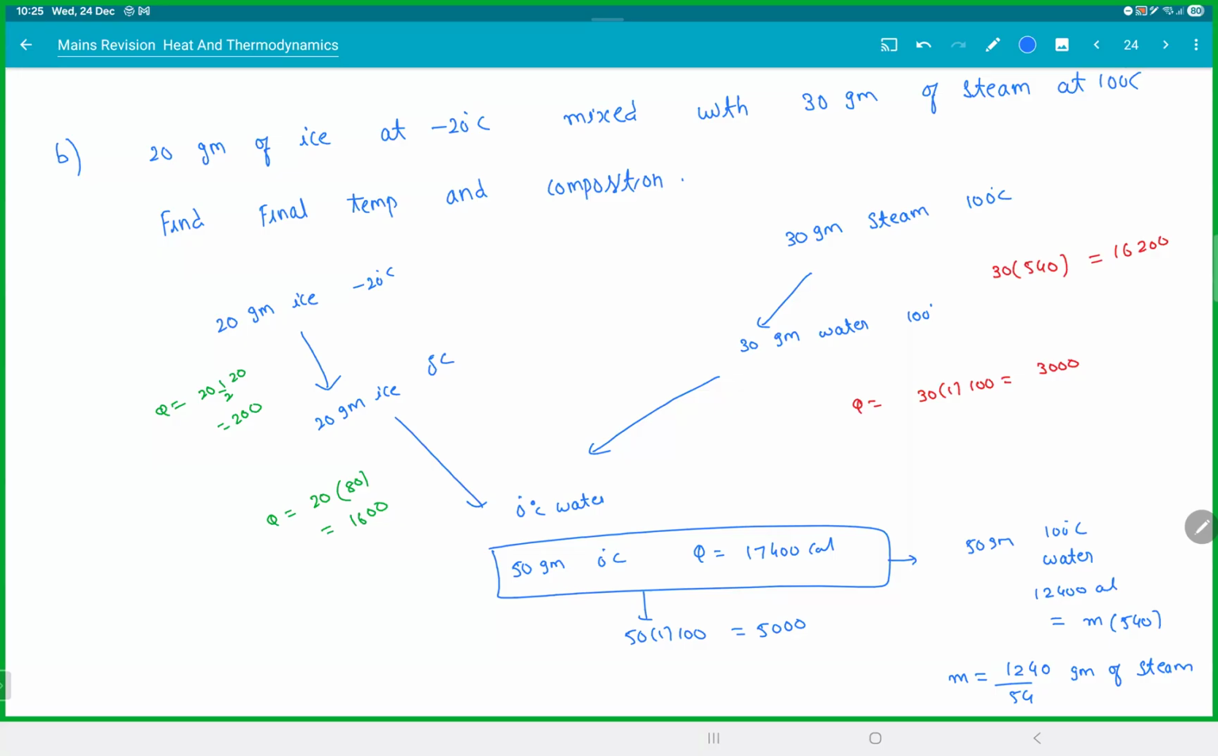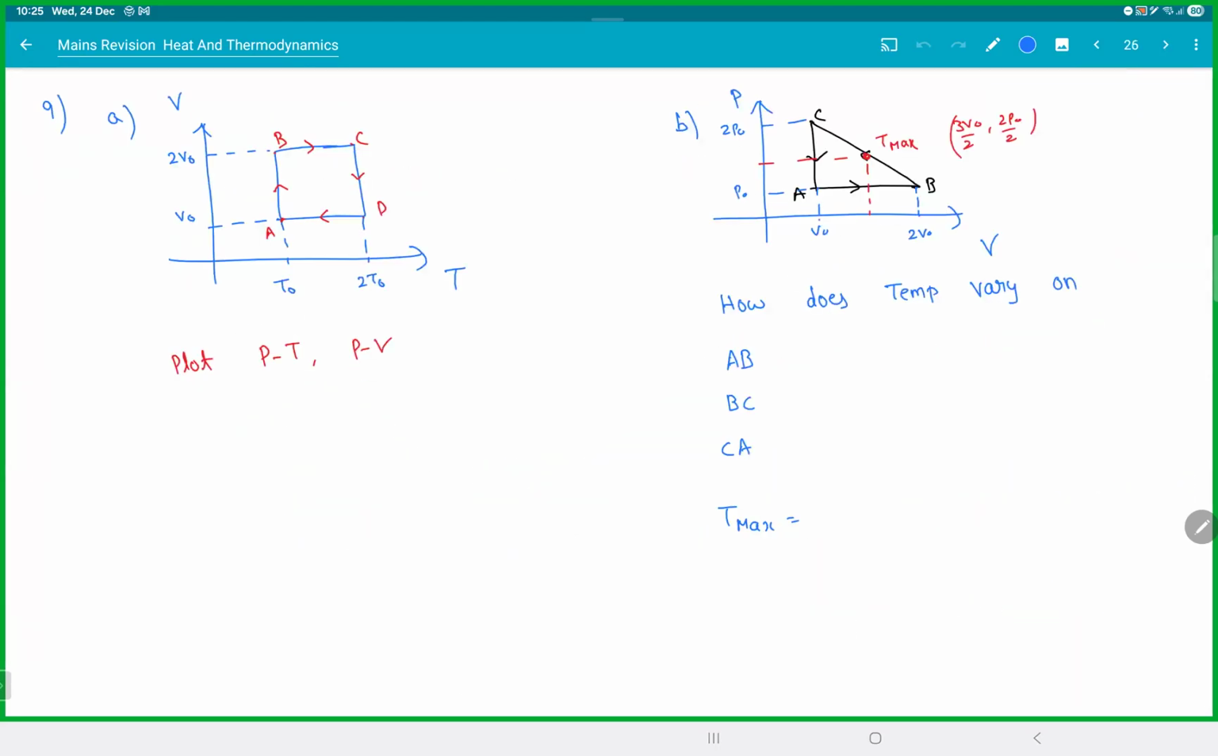Clear? So this is what you do. You have to keep going till the heat becomes zero. You keep increasing the temperature. Finish off. Last one for the day.